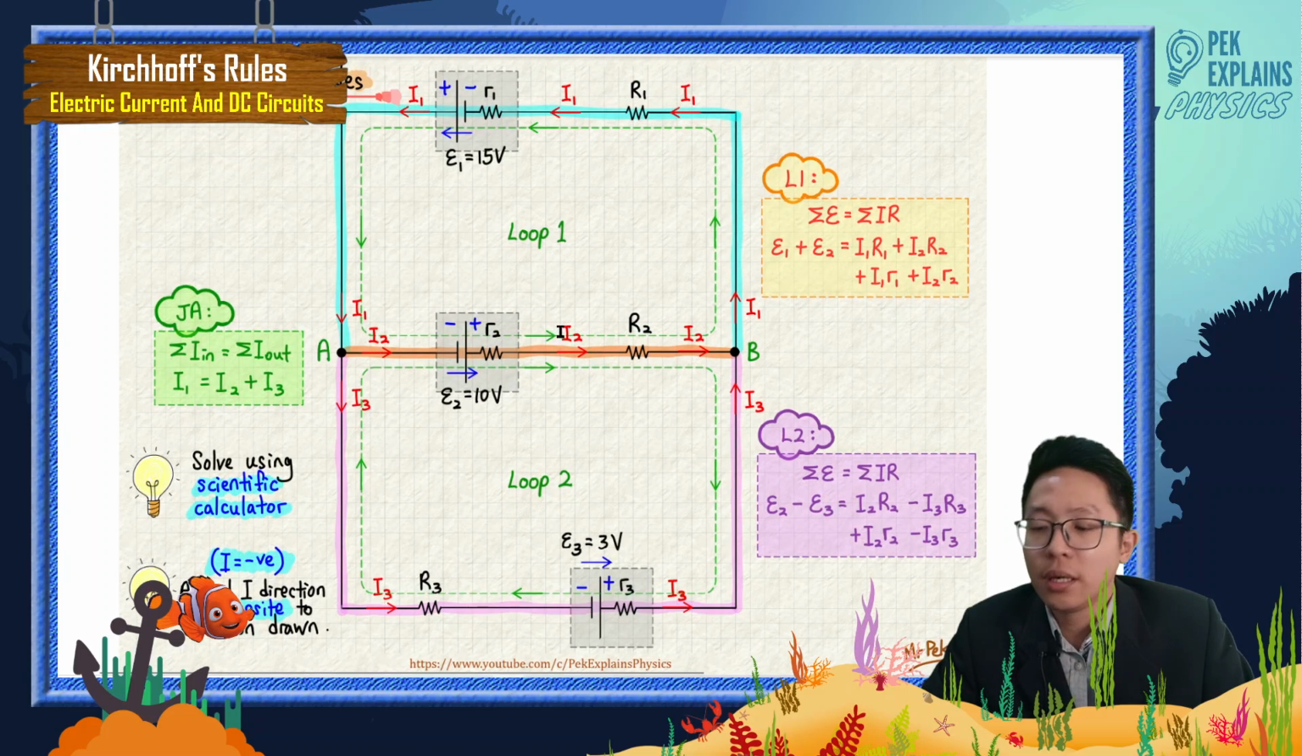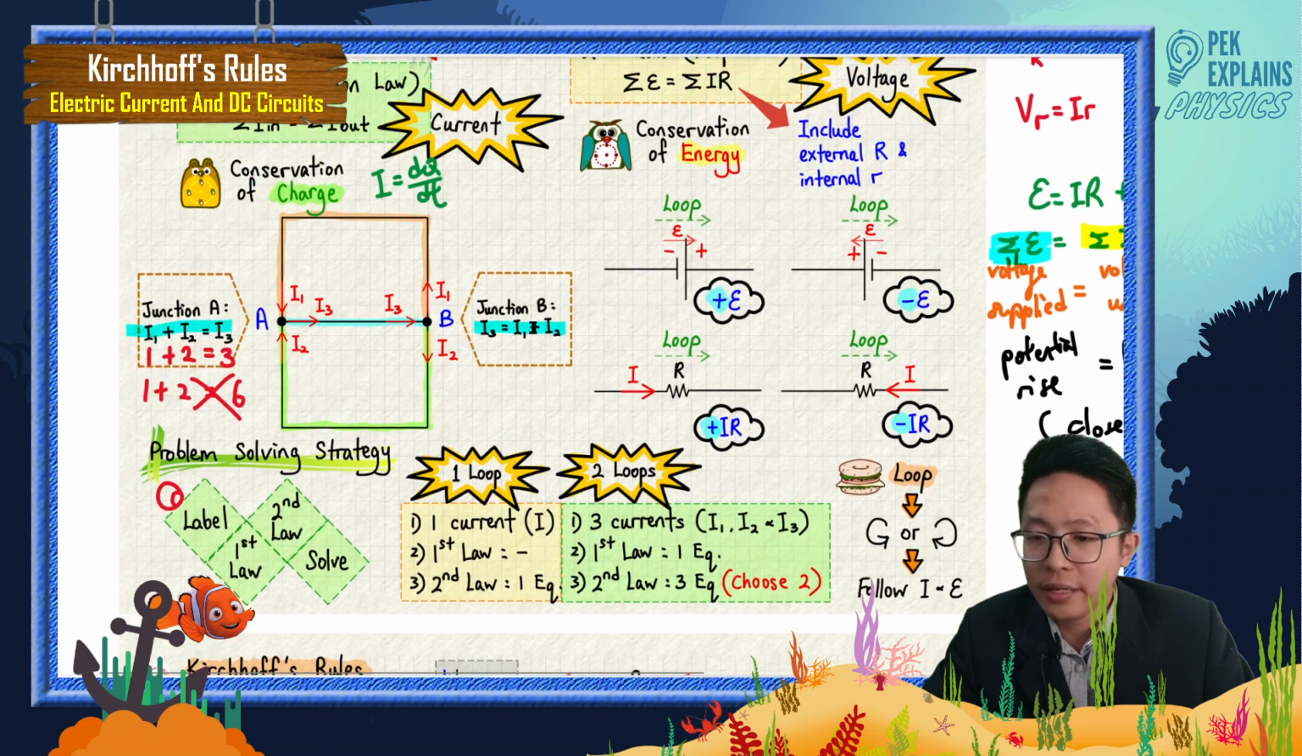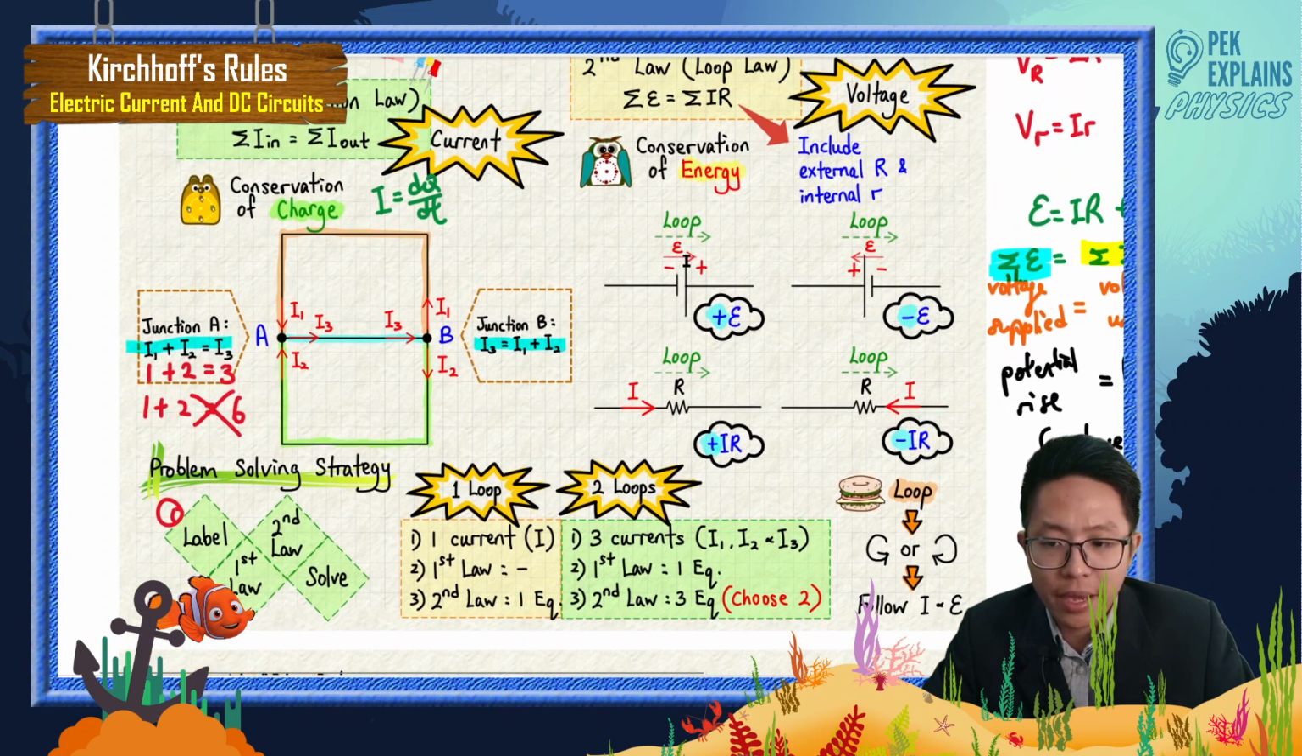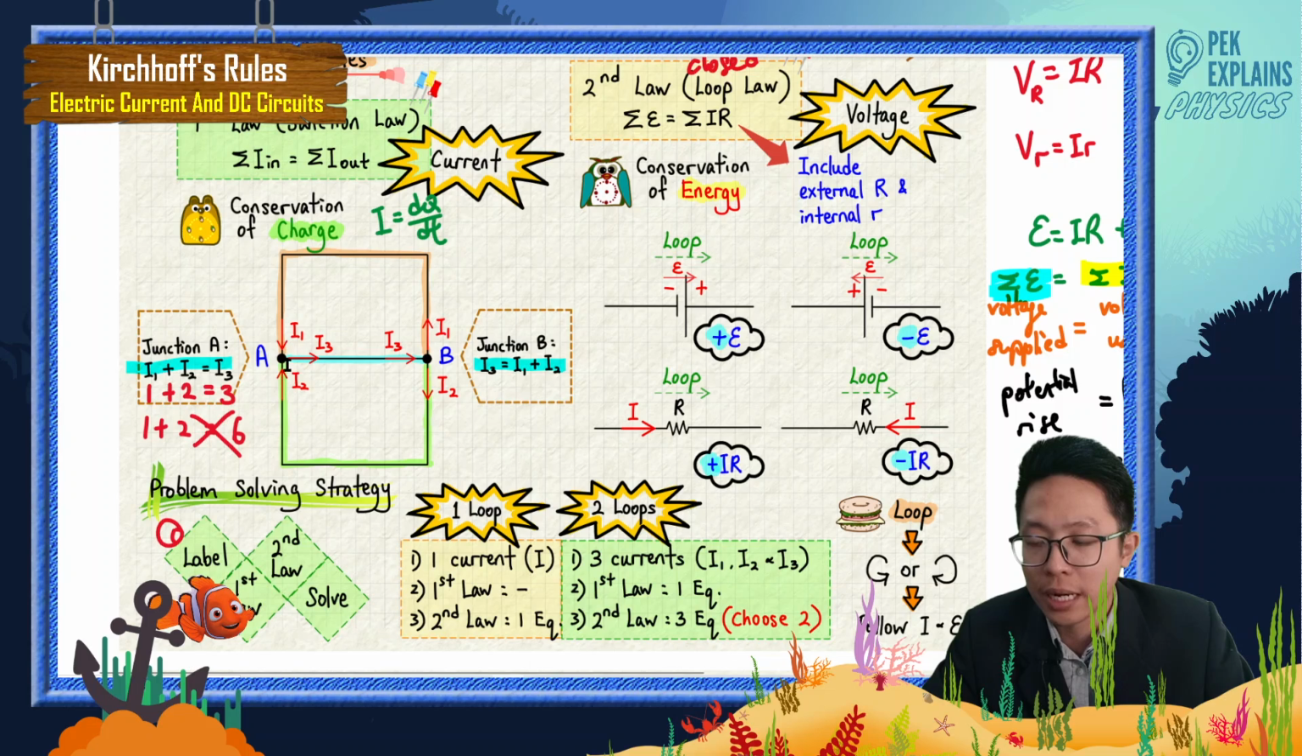So you see, I need to label all this: the direction of the EMF, the direction of the current near the resistor, the direction of the current at the junction. Because why? Because I need to build equations. I need to build the first law equation, current in, current out. And also, for the second rule, I label the EMF for the battery.